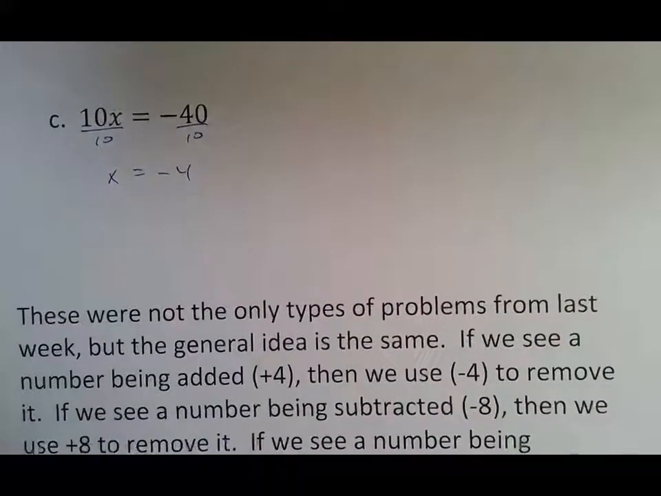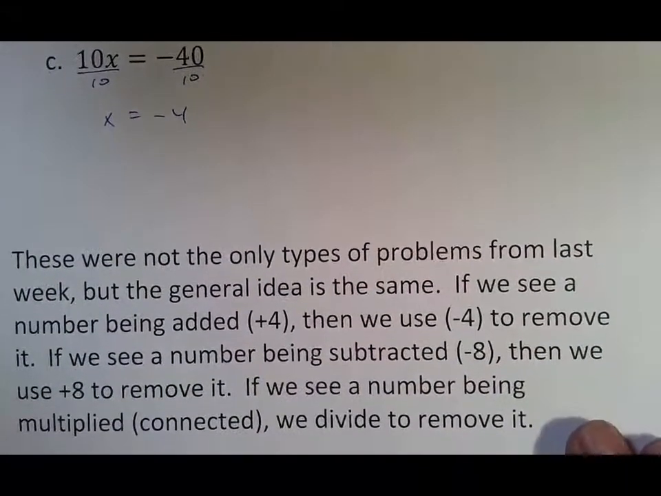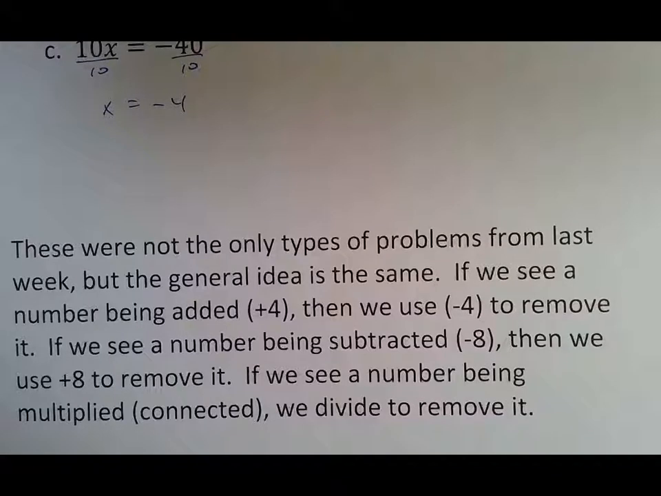So these were not the only types of problems from last week, but the general idea is the same. If we see a number being added with a positive 4, then we use a minus 4 to remove it. If we see a number being subtracted, or a negative 8, then we use a plus 8. And if we see a number being multiplied, which means it's connected, we just divide to remove it.